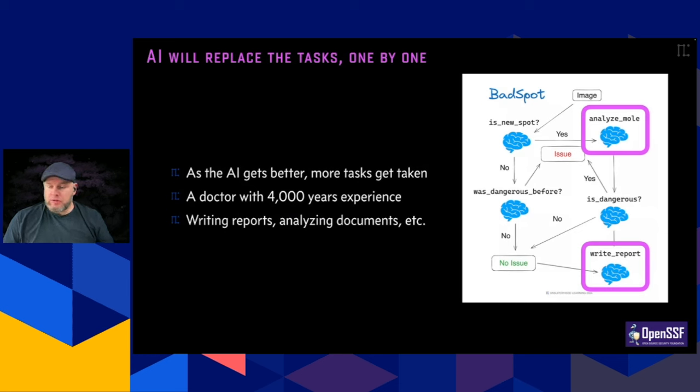So I think the way that AI starts to affect business going forward is it's going to start replacing the function of a human performing these various intelligence tasks, right? So like analyze a mole or write a report, that's what gets replaced, right? And eventually it replaces the whole pipeline.